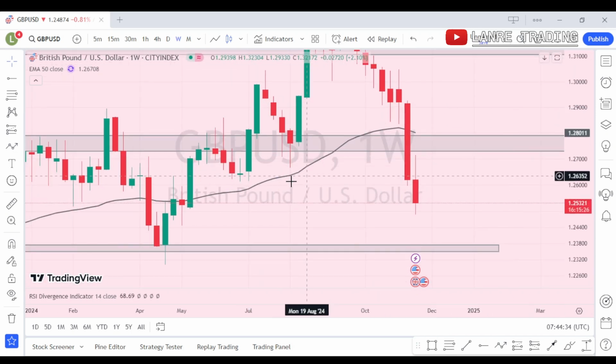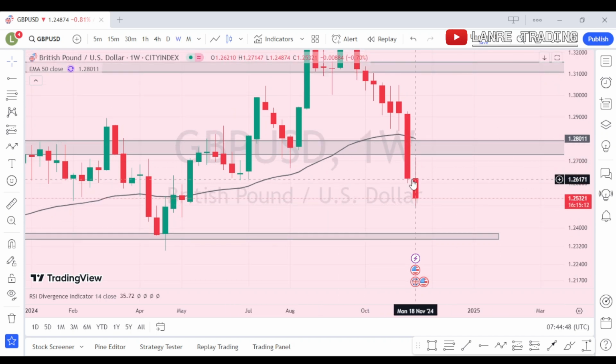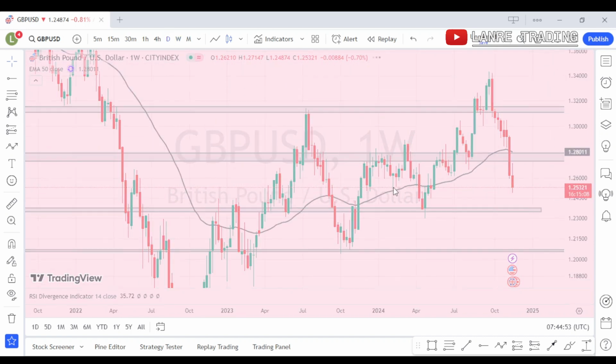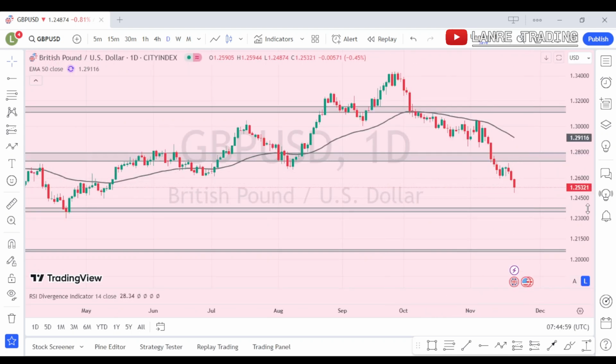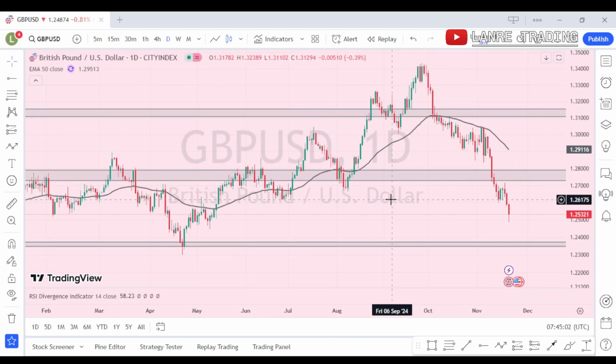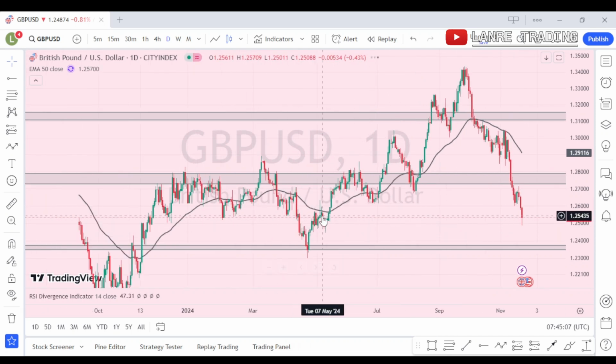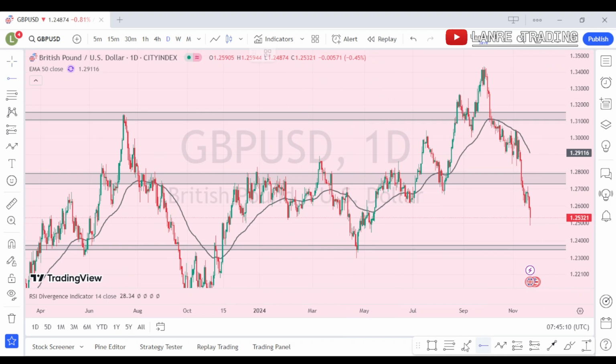And when looking at it, look at the moving average. The moving average has crossed to pierce through the price action. This is a bearish engulfing candlestick. It shows that we are currently in a strong bearish trend. So having explained that, let me proceed to the daily time frame. Currently we are on the daily time frame, and we are at this level right about here.